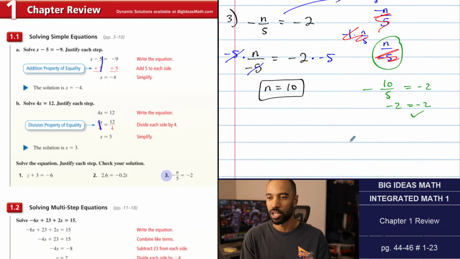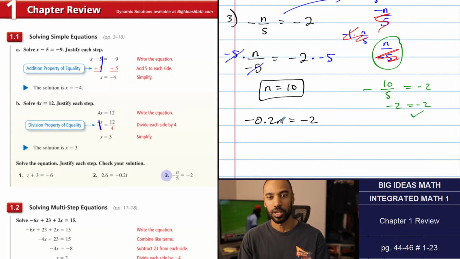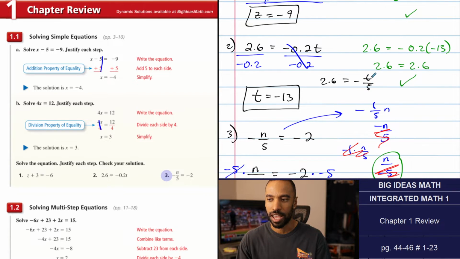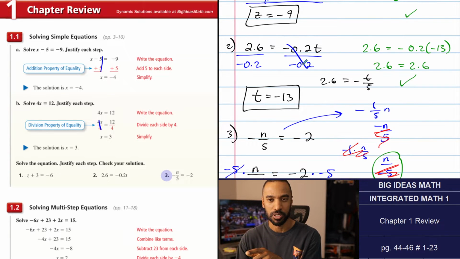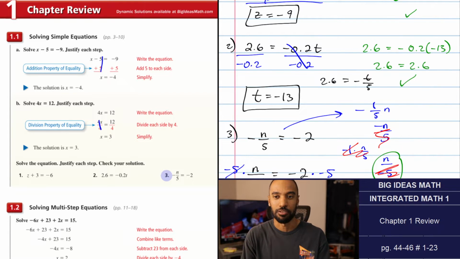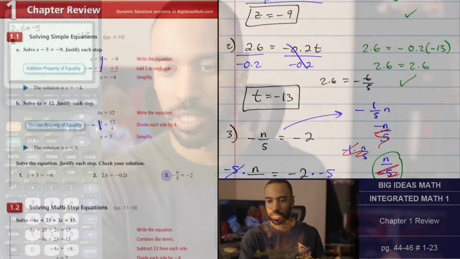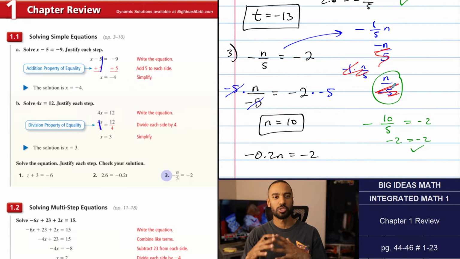So technically, this question could have also been written as negative 0.2n equals negative 2. So we could have divided both sides by negative 0.2. And this other problem could have been written as 2.6 equals negative 1/5 t, or negative t over 5. So if I wanted to solve this problem, I don't just have to divide both sides by negative 0.2. I could have also multiplied both sides by negative 5. And if you want to see what 2.6 times negative 5 is, you also get that number, negative 13. So they are related problems, and that's why I only technically did that one problem once. Anyway, I'm just exploring these values for you guys.